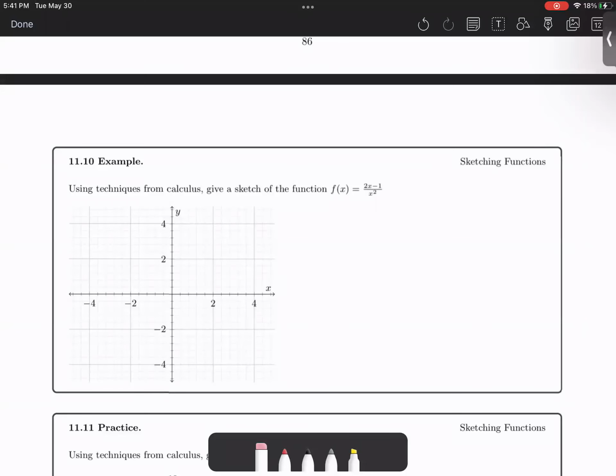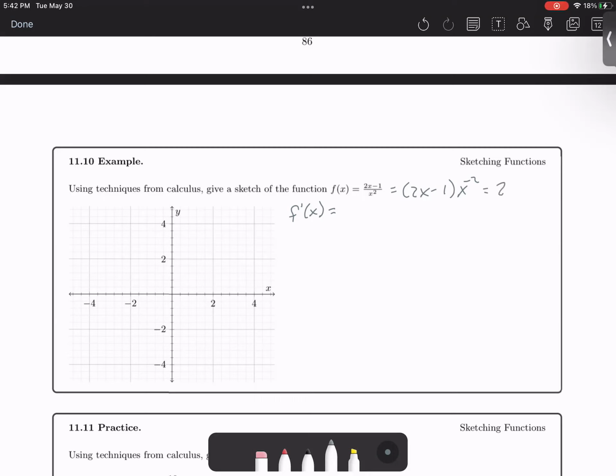Let's use the first and second derivative to sketch this rational function, 2x minus 1 divided by x squared. So let's give ourselves the first derivative. We have a quotient rule here. Actually, you might be able to avoid the quotient rule by rewriting this as 2x minus 1 times x to the minus 2, and then distributing that x to the minus 2.